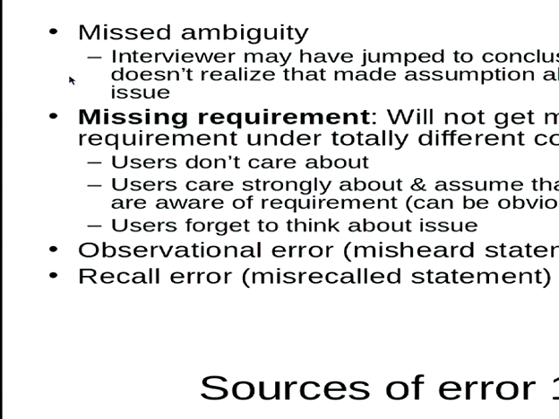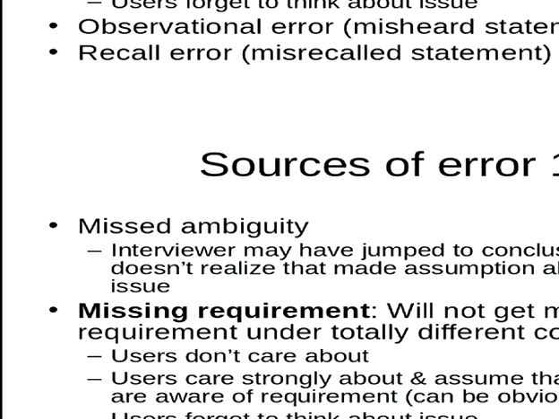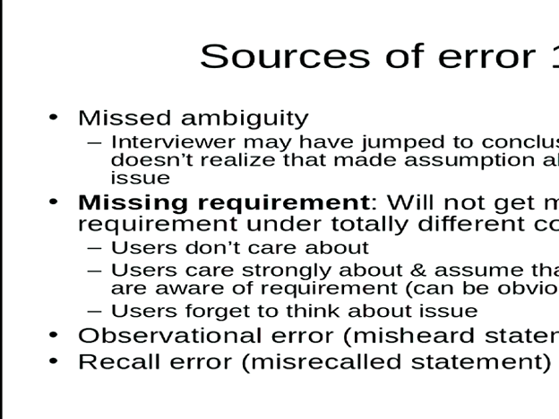Okay, let's talk about some sources of error. One thing is ambiguity. The interviewer may have jumped to conclusions about what was meant, but didn't realize that they made an assumption about some unmentioned issue. They heard one thing, what was meant was another. A missing requirement. This is a really important one.